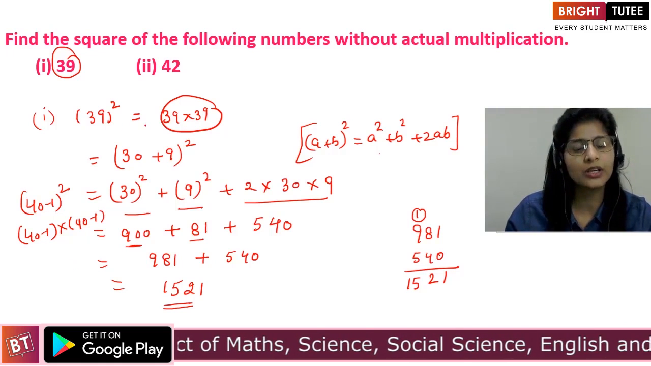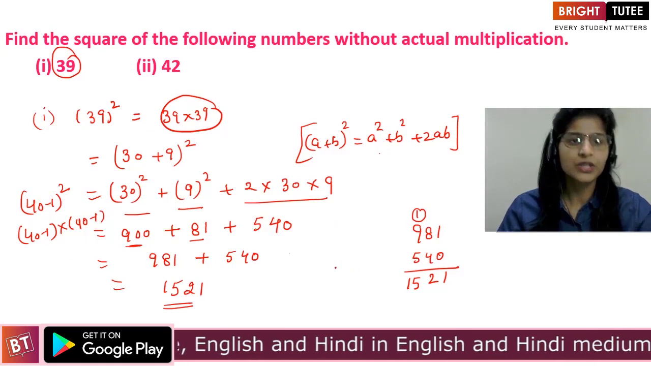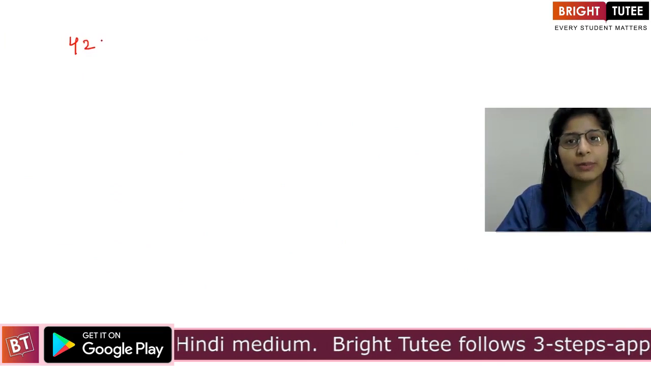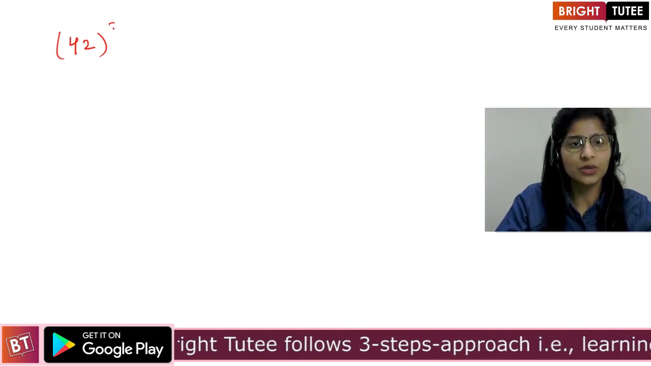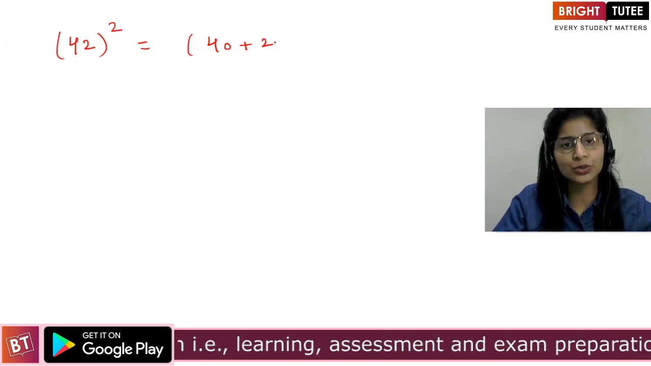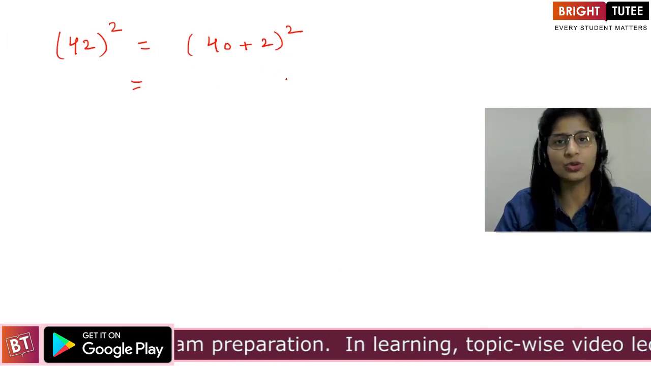Let us do it for 42 now. So for 42, how can we write it to find out the square? Without actual multiplication, we have to do it. So 42 square can be written as (40 plus 2) whole square, right? So we will multiply 40 plus 2 with itself.